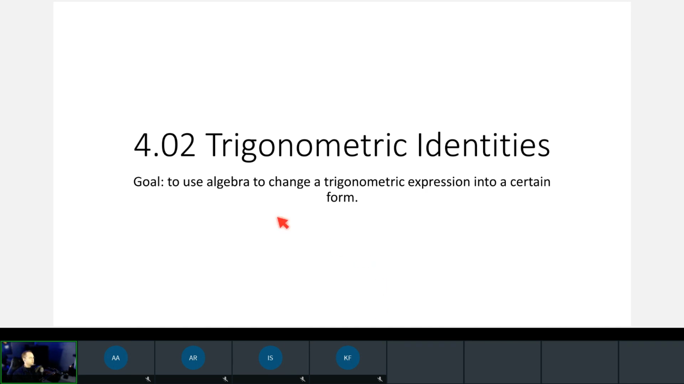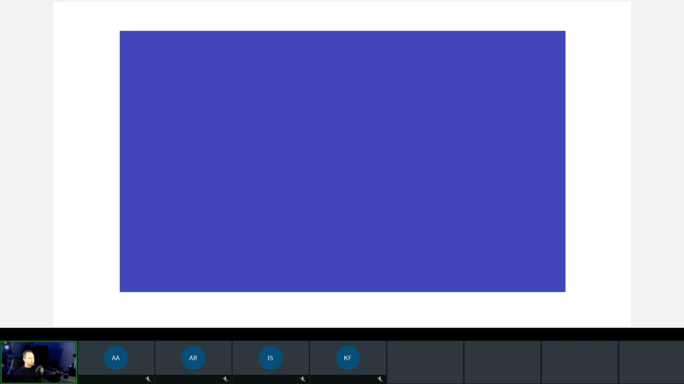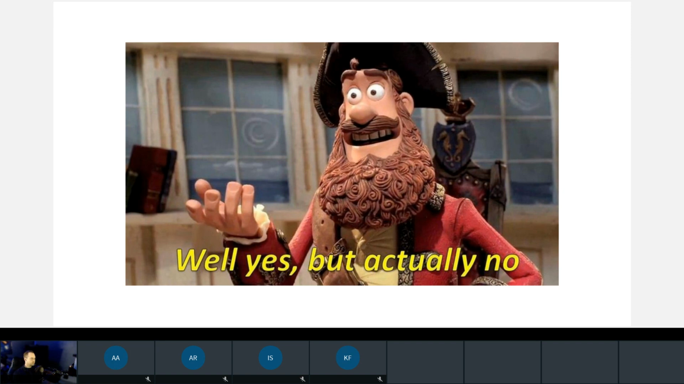All right, trig identities. We're going to use algebra to change the trig expression into a certain form. So is this unit easy? Well, yes, but actually no. This is not an easy unit.